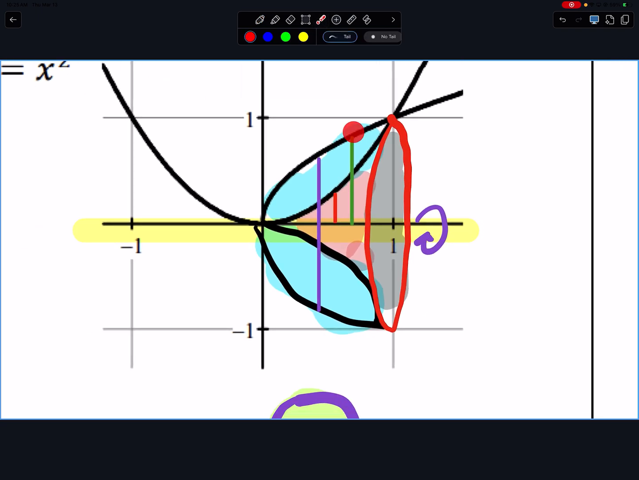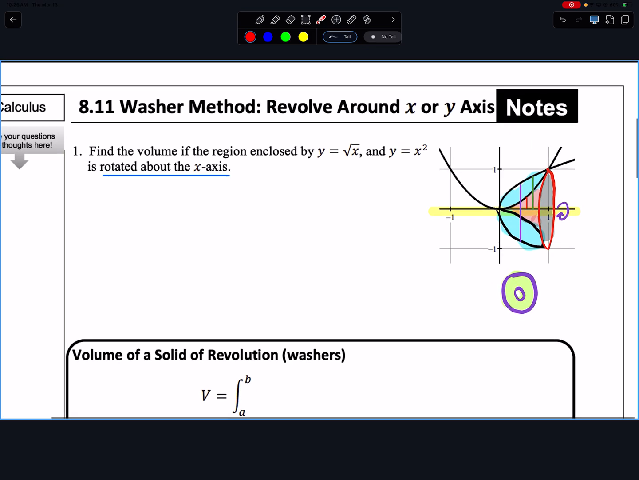This green radius and this red radius, this represents the large radius from the top function to the x-axis. This represents the area from the bottom function to the x-axis. So the formula that we're going to use is I'm going to find this volume and subtract this volume, because then I'll get the volume in between and get rid of this emptiness, okay? So this is the formula we're going to use.